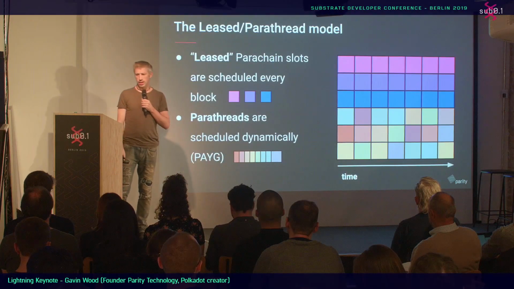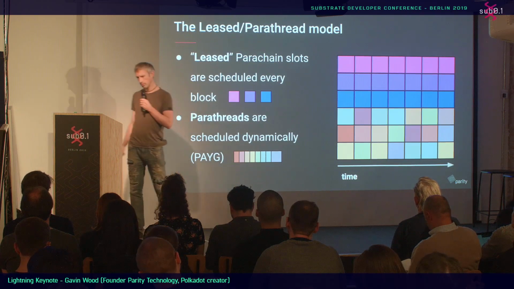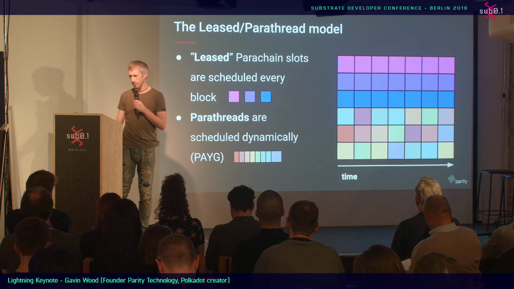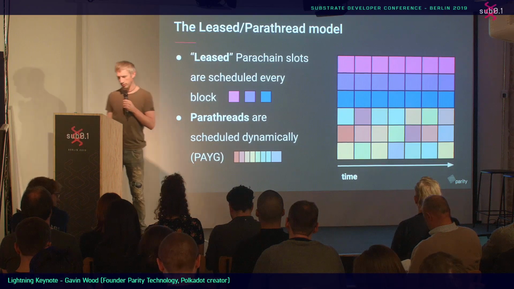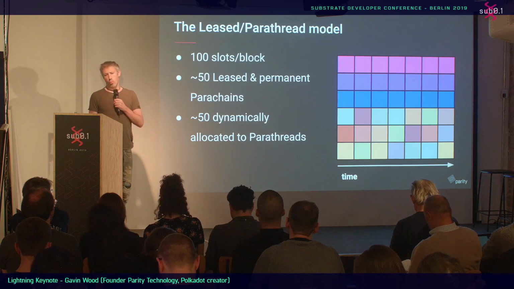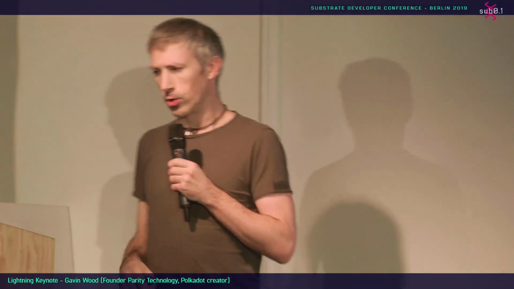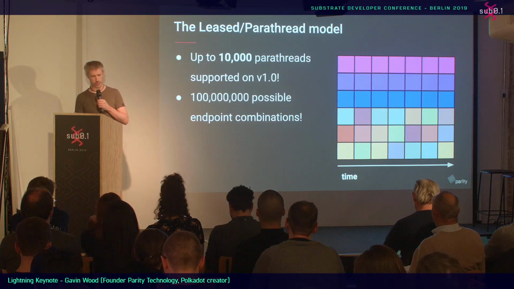Now, parathreads are scheduled dynamically, so they're the things that can be swapped in and out. And there's a few different colors of parathreads, the pastels there at the bottom, and they're getting, as you can see, scheduled dynamically once in every block. Realistically, I think these are not crazy numbers to aim for. So maybe 50 leased and permanent parachains, and maybe 50 that are just parathreads being swapped in and out every block. And as I said, up to 10,000 on version 1.